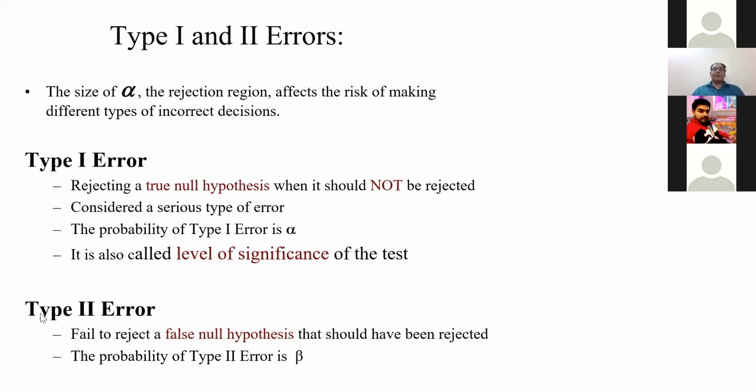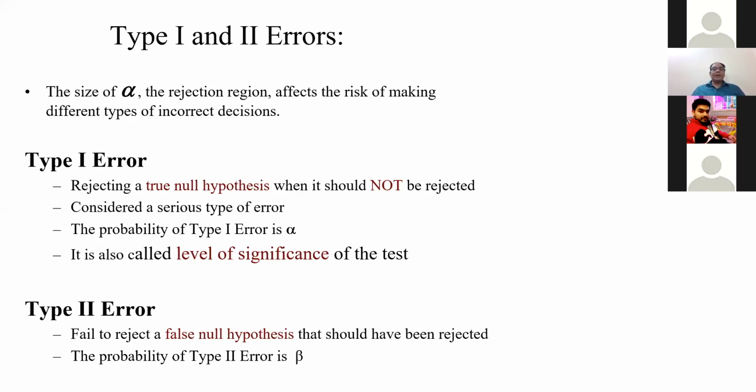Now type 2 error, how to define the type 2 error? For knowledge, you should know how to define a type 2 error, because in practice you never control this type 2 error, but definition wise you should be clear. So it is failing to reject: when you are accepting a false null hypothesis, in simple language, then this probability is known as type 2 error, and this is called beta.